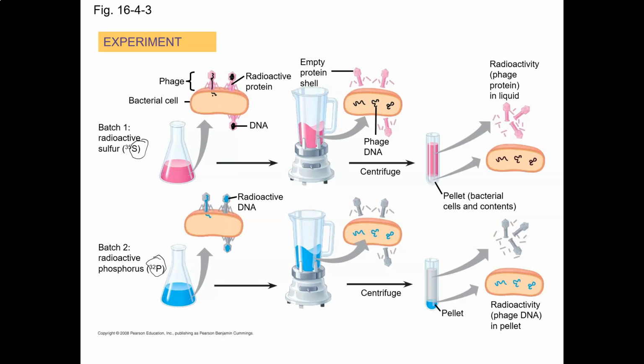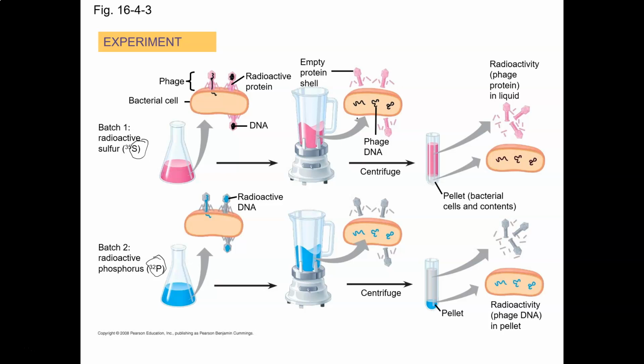Then they let the phage, or the viruses, infect the bacterial cells, and they then took the cells and put them in a centrifuge. If you remember from lab, in a centrifuge, heavier components go to the bottom of the tube and lighter components stay on the top, so you can separate things by their density.